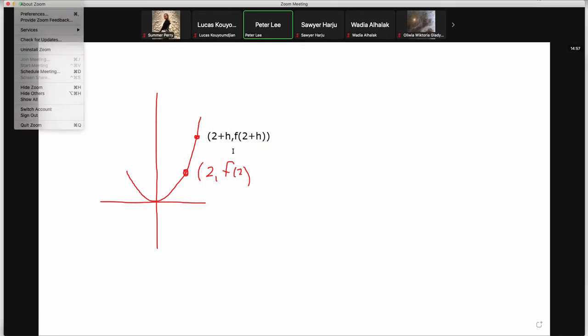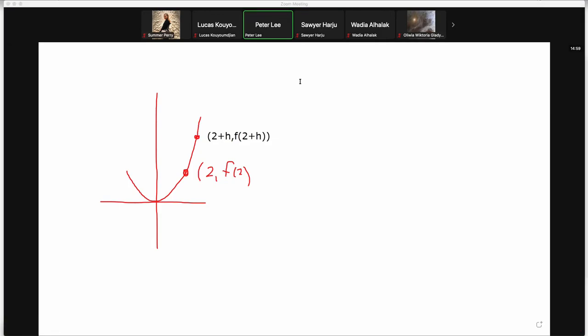Basically our idea is we want to let this point right here move towards this point. If you want to do that, then 2 plus h must approach 2. So what should h be? h should approach 0. The point is that we want this point to move really close to this point, so that it is not here. We really want the point to be right next to this point. That's what we want.